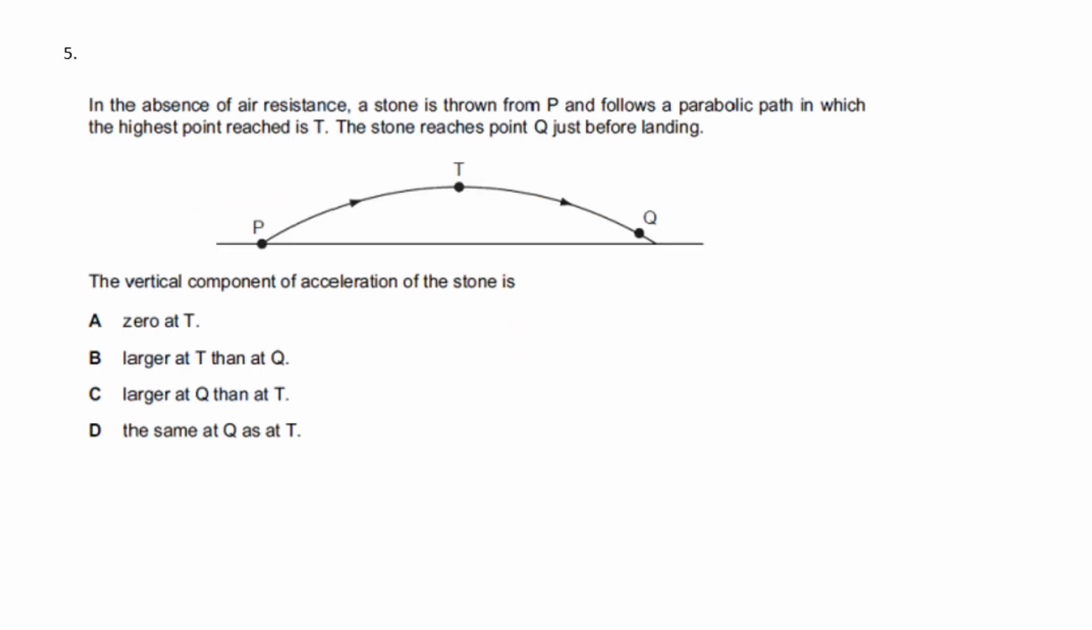Question 5. In the absence of air resistance, a stone is thrown from P and follows a parabolic path in which the highest point reached is T. The stone reaches point Q just before landing. The vertical component of acceleration of the stone is A, 0 at T, B, larger at T than at Q, C, larger at Q than at T, or D, the same at Q and at T.